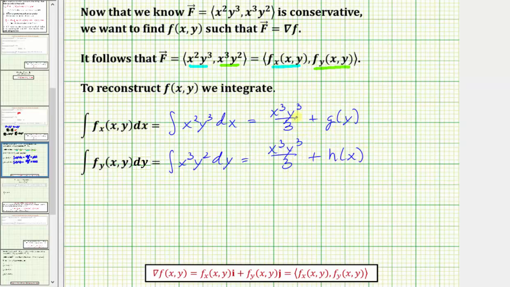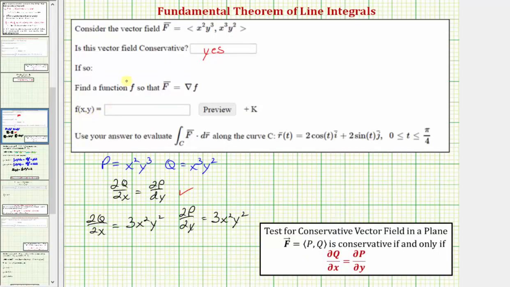And now by analyzing these two antiderivatives, we should be able to reconstruct f of x comma y. In this case, it's pretty straightforward. F of x comma y, notice how these two terms are the same, is just going to be, let's write it as 1/3 x cubed y cubed plus a constant of integration, which would be, let's say, k. So going back to our first slide, we now know f of x comma y is equal to 1/3 x cubed y cubed plus k, which is already here for us.